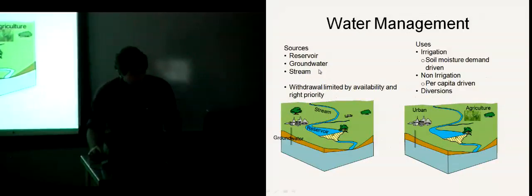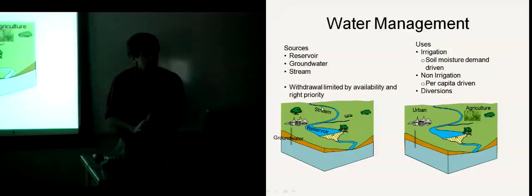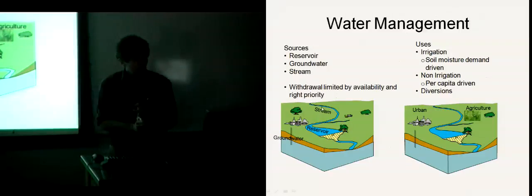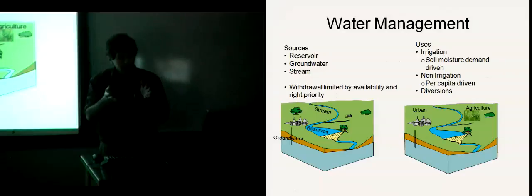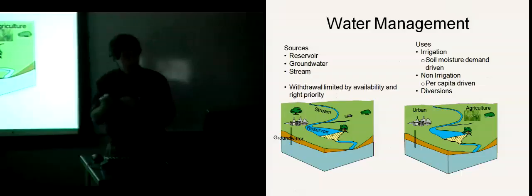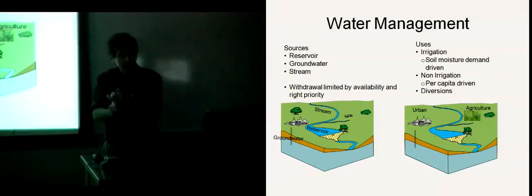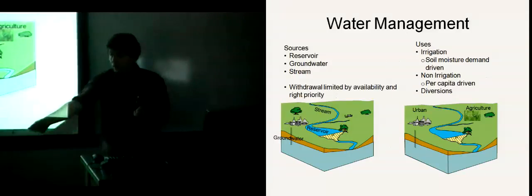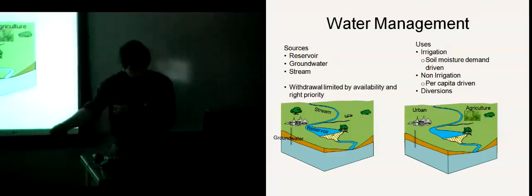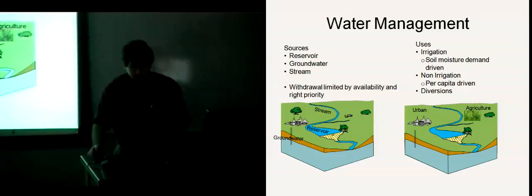So we talked about sources of water being either a reservoir, a stream, or groundwater, and the withdrawal was limited by availability and water right. So we had tables where each water source had a water right associated with it, and the model would look and see, oh, there's a demand on water from this source. Have I exceeded my water right? No, I can take the water. Is there water there? If there's no water there, then you can't take the water. If there was water there, then it would take the water.